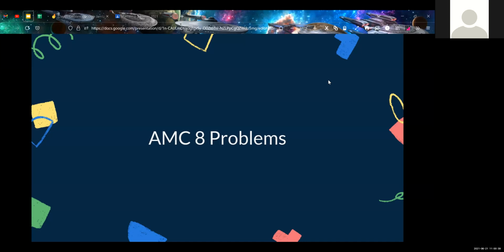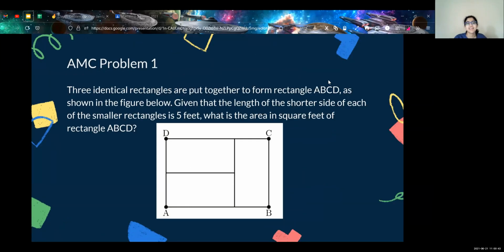Okay, so AMC 8 problems. There are 23 of them. This is problem number 1. Three identical rectangles are put together to form ABCD as shown in the figure below. Given the length of the shorter side of each of the smaller rectangles is 5 feet, what is the area in square feet of rectangle ABCD?